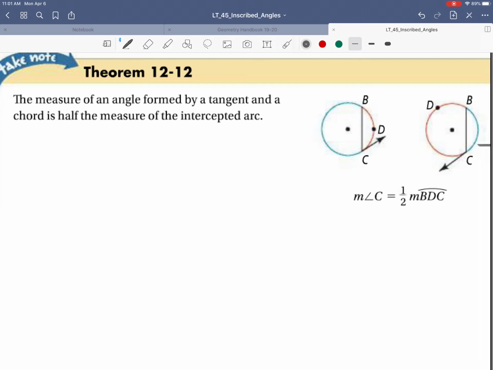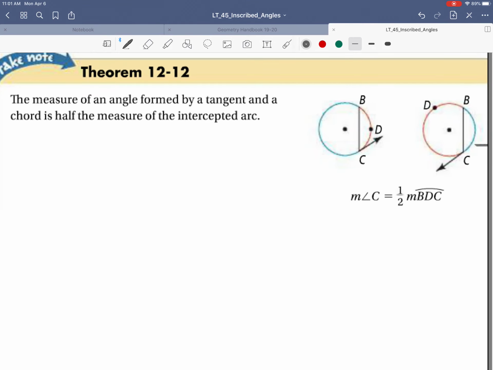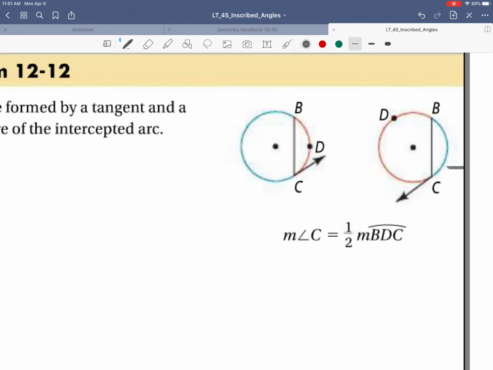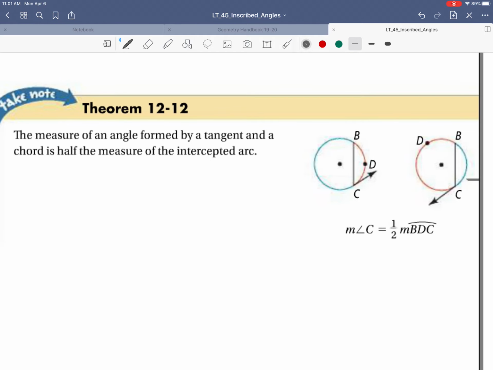It's an inscribed angle. So the measure of an angle formed by a tangent and a chord is half the measure of the intercepted arc. This is not a huge theorem to know, but it is something we're going to add to the handbook and we'll practice a little bit with. So pause the movie, add that to your handbook, press play when you are finished.